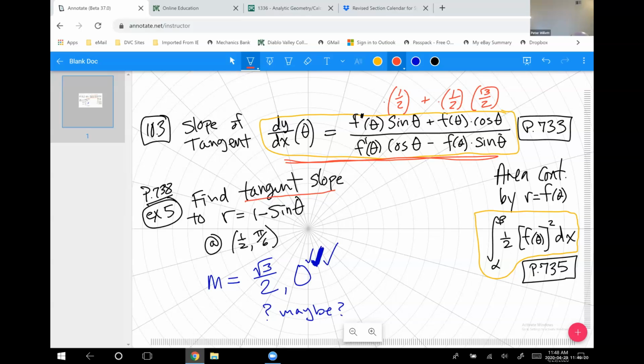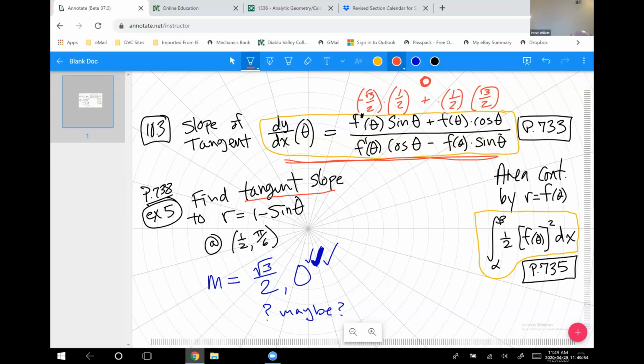And then the derivative of the function, since the function is 1 minus sine, would be minus cosine. If I plug pi over 6 into cosine, I get root 3 over 2. So with the minus, that factor would be negative root 3 over 2. So for the two products in the top, I have positive 1/2 times root 3 over 2 and negative 1/2 times root 3 over 2. That's why we end up getting a 0 when you add that up.